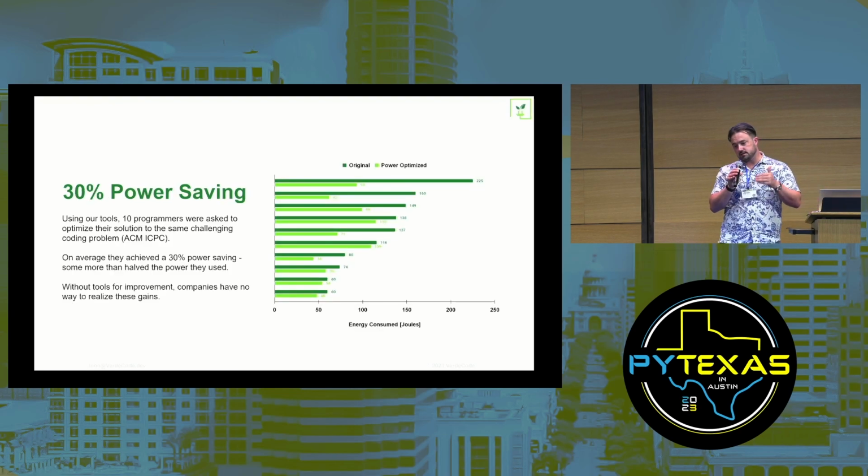We went back and asked them again. Apparently the coding challenge wasn't great fun, because only 10 of them agreed to do it a second time. We gave them some tools to measure power. Some of them got 60% power saving. Some of them got 10%. 30% is about the average.